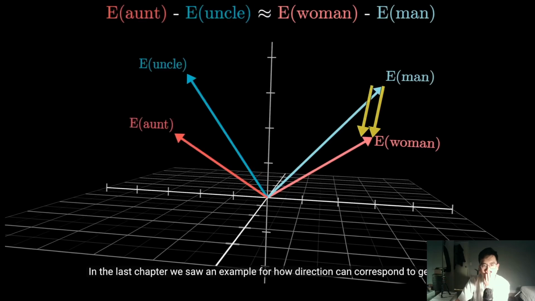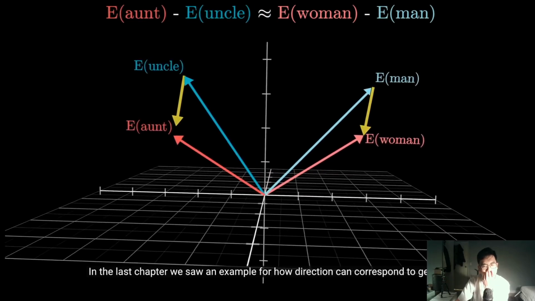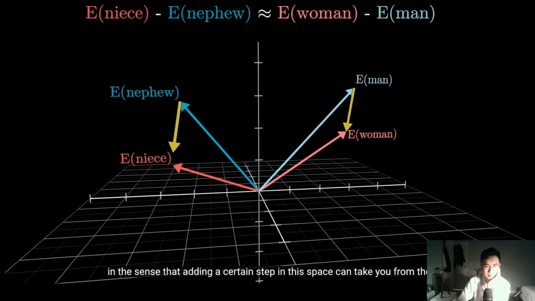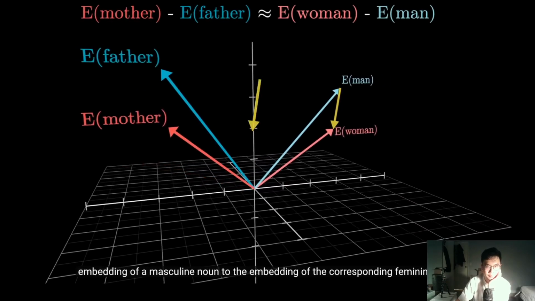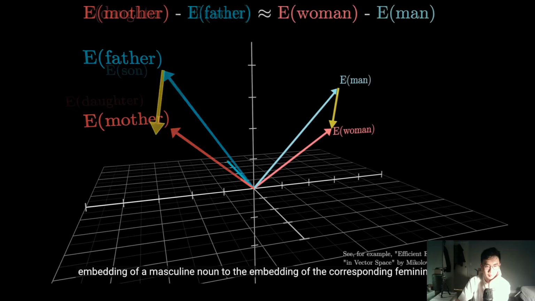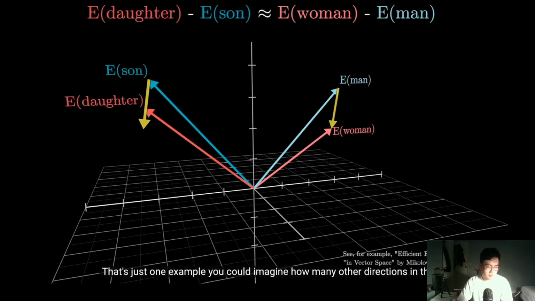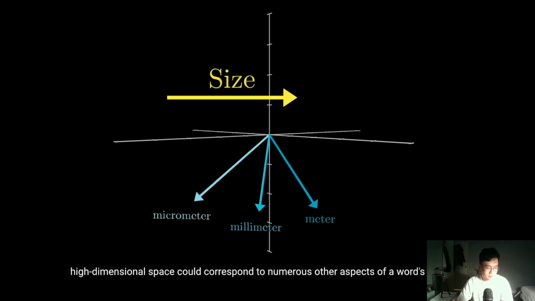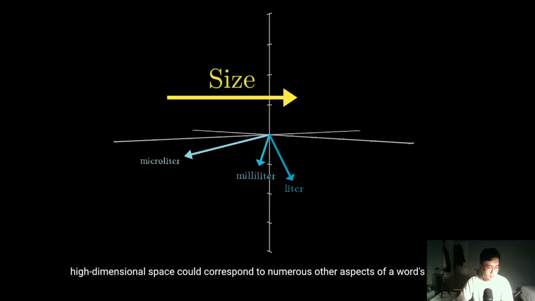In the last chapter, we saw an example for how direction can correspond to gender, in the sense that, I don't know how true this is, guys, in this space, because he had to reduce down the dimension, adding a certain step away takes you from the embedding of a masculine noun to the embedding of the corresponding feminine noun. That's just one example. You could imagine how many other directions in this high dimensional space could correspond to numerous other aspects of a word's meaning.